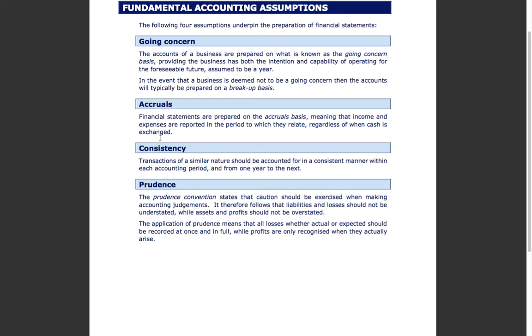Okay? Consistency. The transactions of a similar nature should be accounted in a consistent manner with each accounting period and from 1 year to the next. You need to be consistent. It's not like the first time you say, hey, we will put rental as accruals. We'll say debit the rental expense and credit accruals.